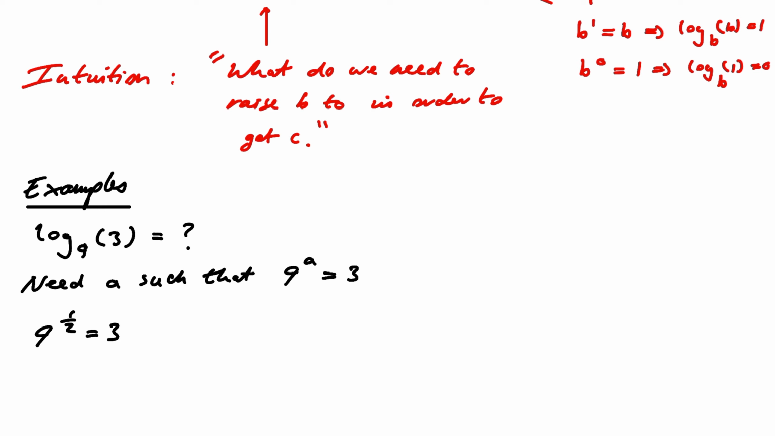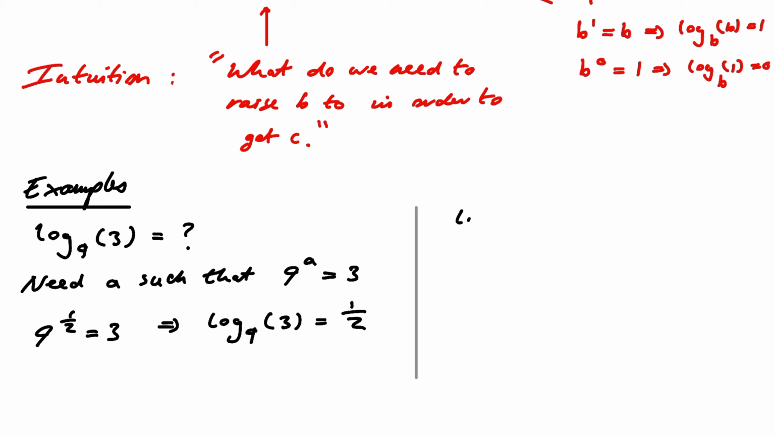So this guarantees that log to the base 9 of 3 would have to be equal to a half. That's actually the only number that's going to work, as we're going to see in a second. So the logarithm doesn't have to be a whole number. So that's the first thorny issue. Let's do another one beside it to illustrate another issue.